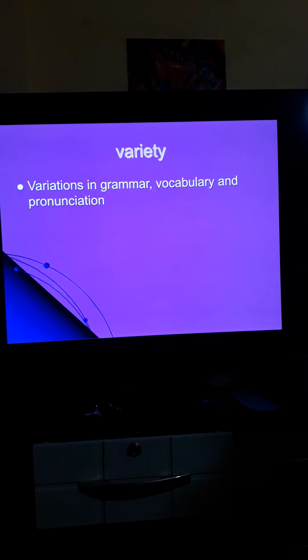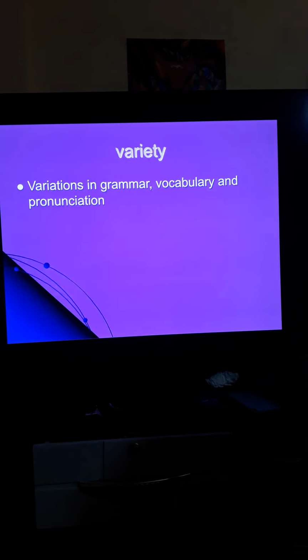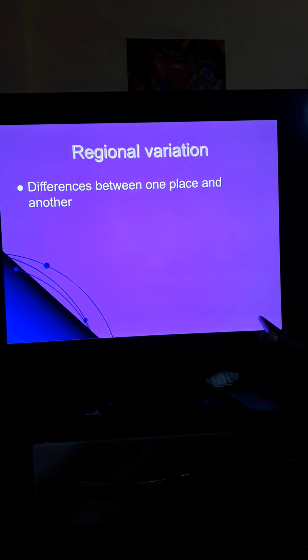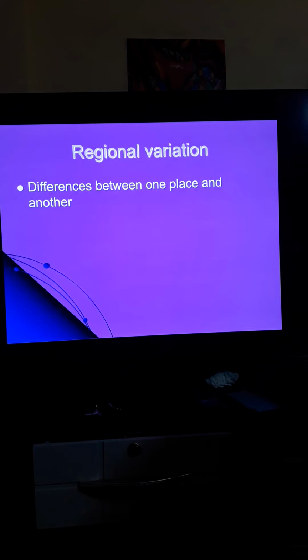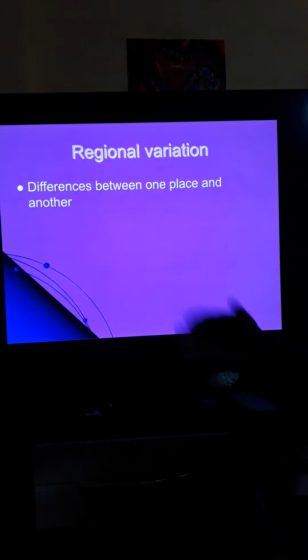And variety: variation in grammar, vocabulary, and pronunciation. It is a variation in which we can pronounce in a different way. Regional variation: the difference between one place and another. This regional variation depends on the region you live in. That's why you pronounce a word differently than another person.